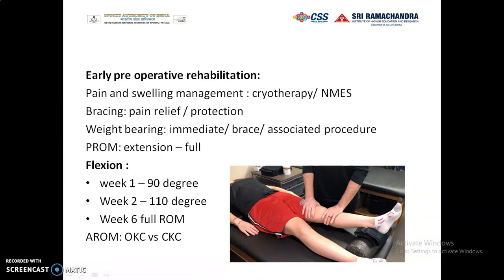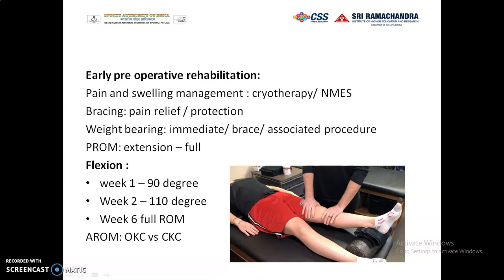In order to reduce the pain and swelling, we educate the patient to do cryotherapy, and we do neuromuscular electrical stimulation to activate the muscle, facilitate the muscle function, as well as retain the strength. The bracing is especially to relieve pain, because they might have pain at heel strike. The bracing is to relieve pain and for protection, because if they have a giving way feeling, the brace will protect and restrict or prevent anterior translation.